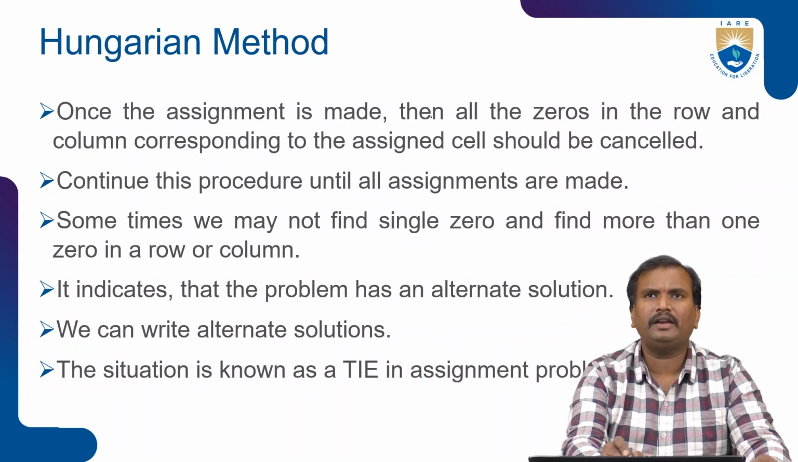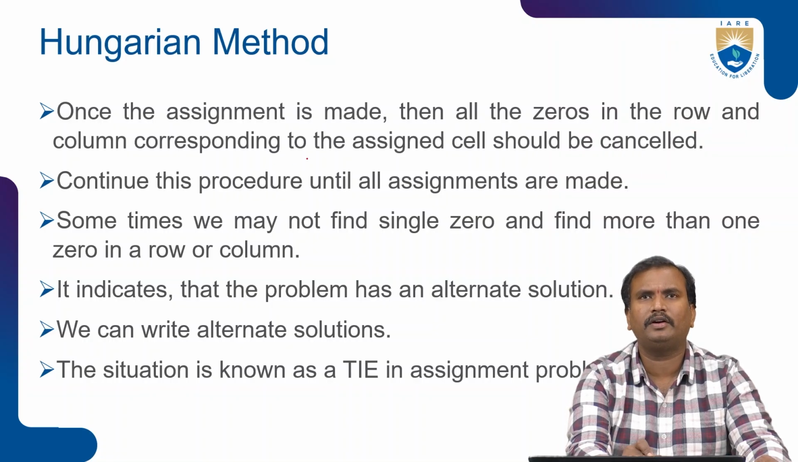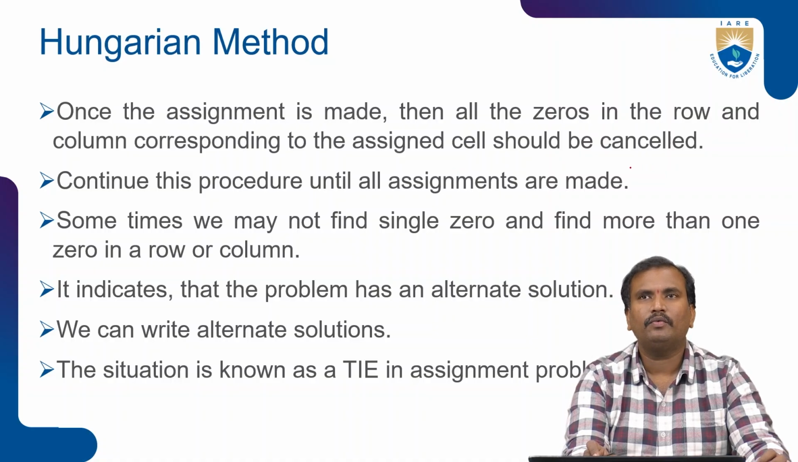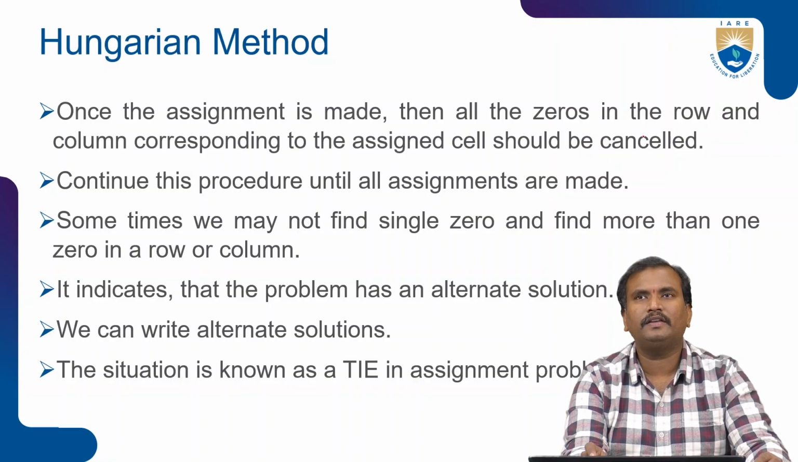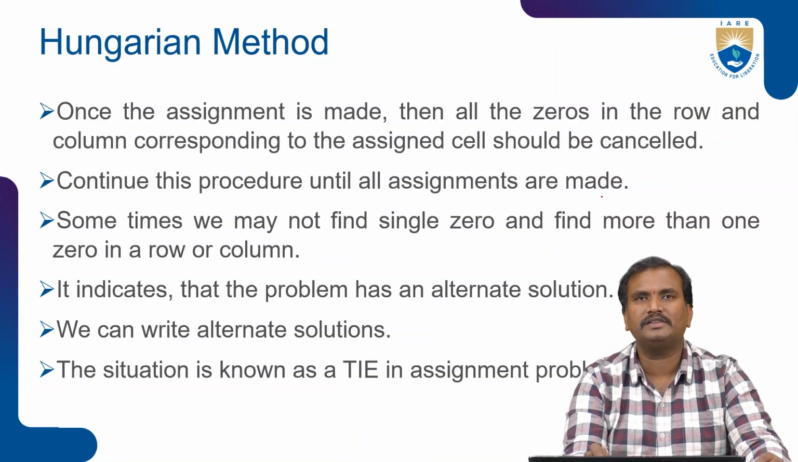Once an assignment is made, all zeros in the row and column corresponding to the assigned cell should be cancelled. And continue this procedure until all assignments are made.